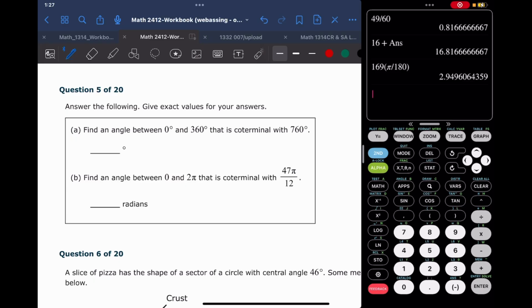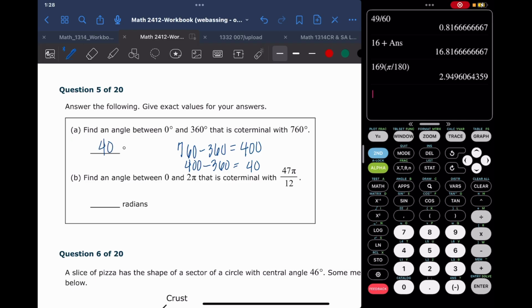We're looking for the coterminal angle. Remember, you're just adding and subtracting 360. So your angles have to be between 0 and 360 for the first one. So we're going to say 760 minus 360, and I get 400. So I have to do it again. 400 minus 360 equals 40.